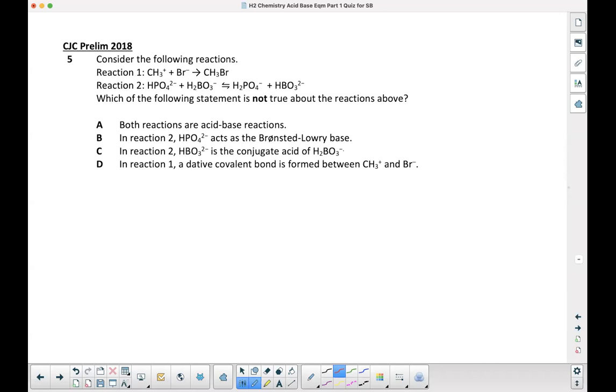They showed reaction 1 and reaction 2. Which of the following statements is not true? Both reactions are acid-base. Okay, if you look at the first one, CH3 plus, Br minus is like this. In fact, there are 4 lone pairs, but I'll just show 1 lone pair. So this one is forming a dative bond to the carbon, right? So this is an electron pair donor. We call it a Lewis base. And this is an electron pair acceptor. We call it a Lewis acid. So it's still an acid-base reaction. So this statement is still true.